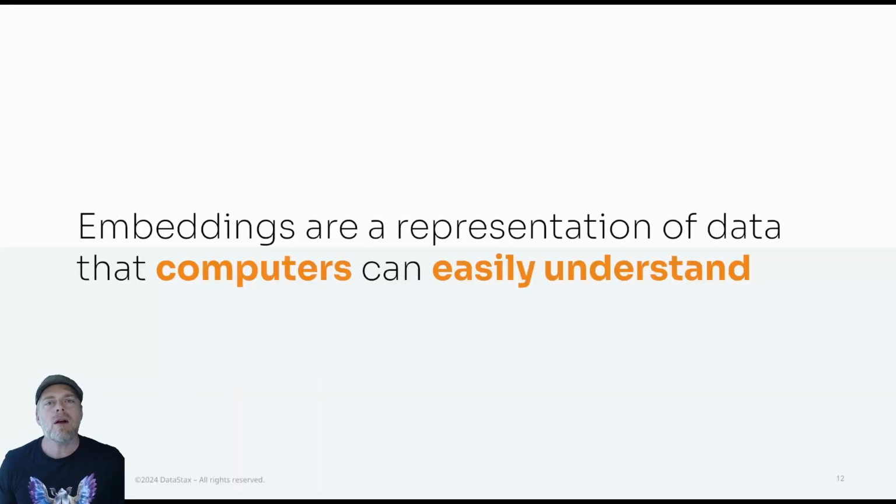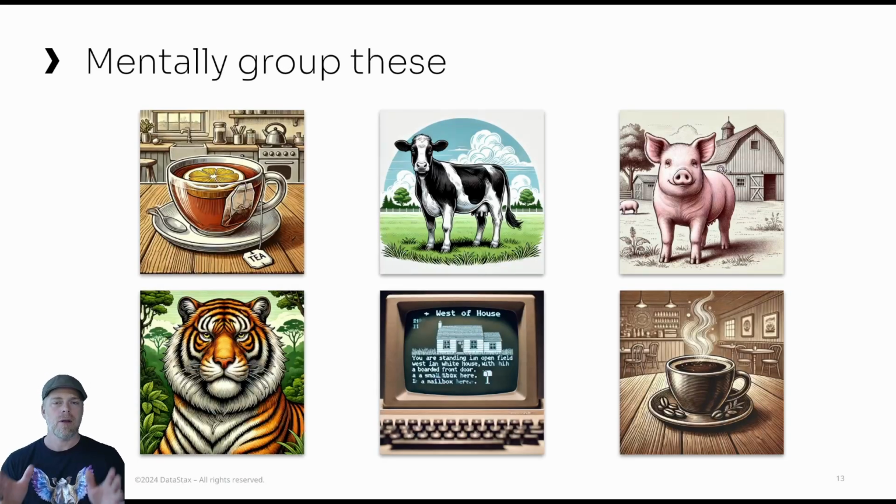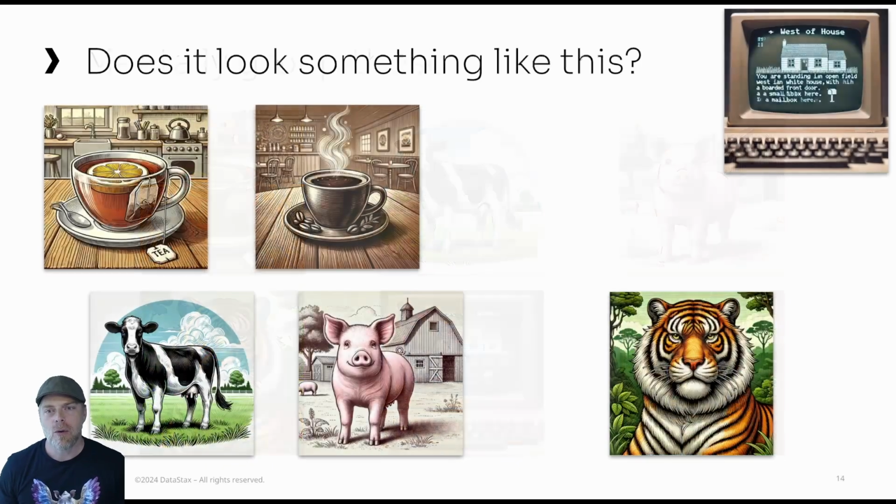Okay, so what are embeddings? Embeddings are a representation of data that computers can easily understand. Let's do a little exercise. What I'd like you to do is mentally group these. I'll give you a moment, however you want to. Okay, great. So chances are, even though you and I probably had different properties in mind when we grouped these, you may have grouped these similar to what I did here.